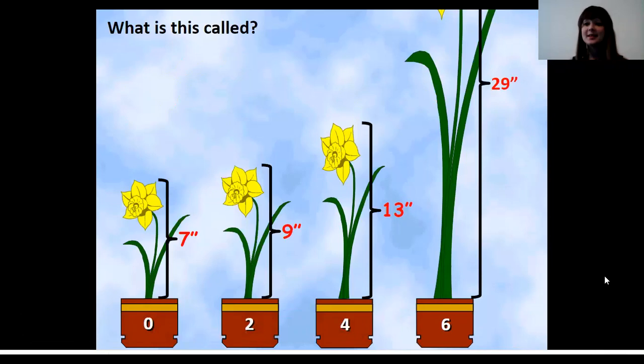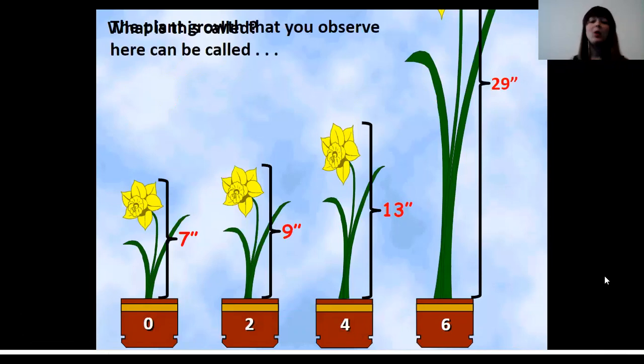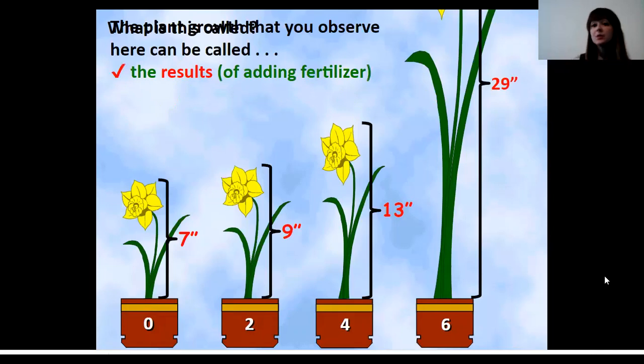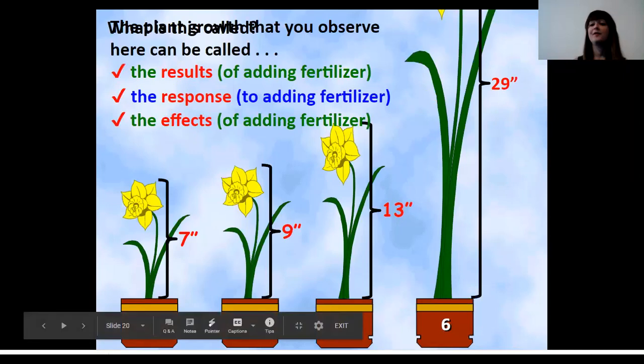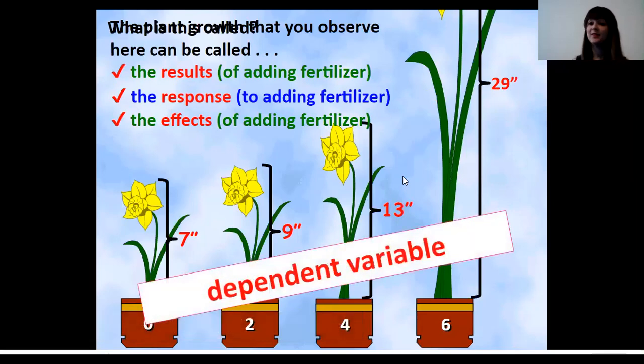So what is this? What we observe here could be called our results, our response, our effects, but all of this, the growth of the plant, is our dependent variable.